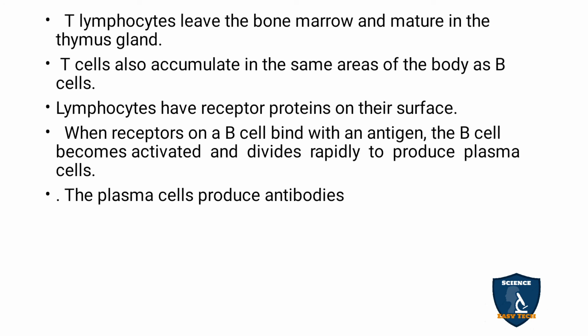When the receptors on a B cell bind with an antigen, the B cell becomes activated and divides rapidly to produce plasma cells. These plasma cells are nothing but the antibody producers. When an antigen enters our body, the B cells join with the antigen. They find that the antigen is not related to our body; it is a foreign particle. So the B cell gets activated, divides rapidly and produces antibodies.